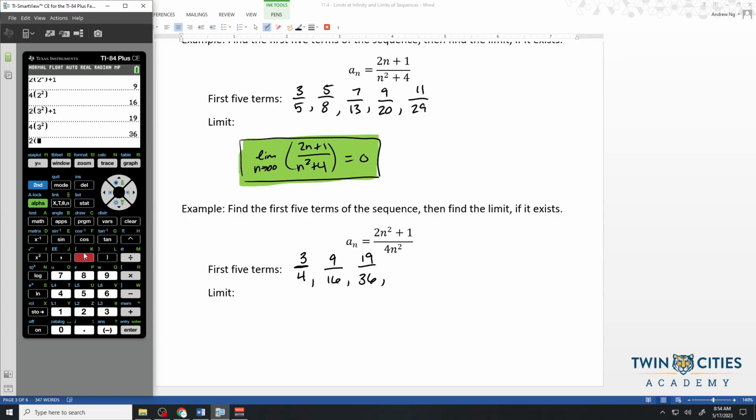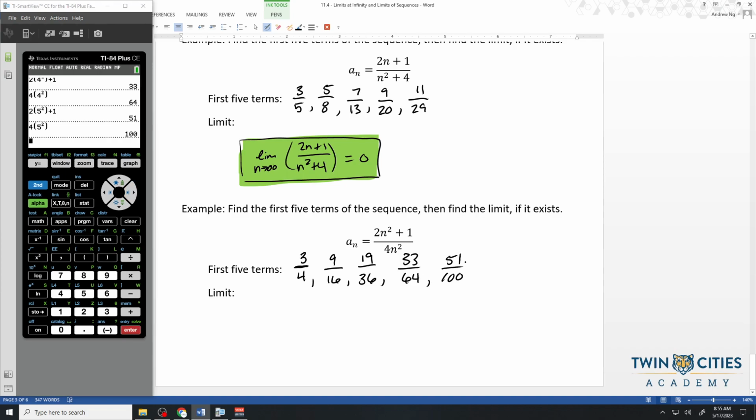Fourth term, 2 times 4 squared, and then plus 1. And then at the bottom would be 4 times 4 squared. So 33 over 64. And the fifth term, 2 times 5 squared plus 1, and this is over 4 times 5 squared. So 51 over 100.